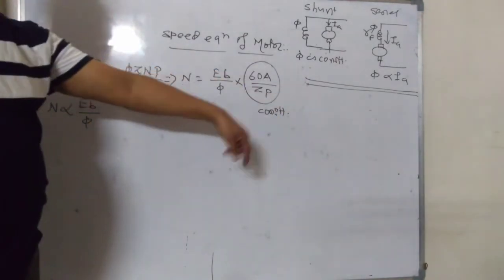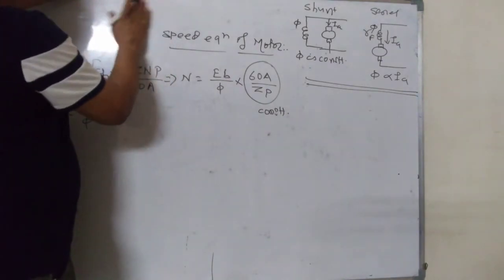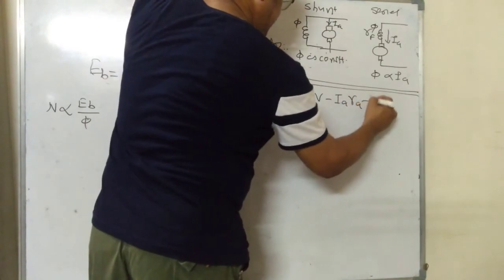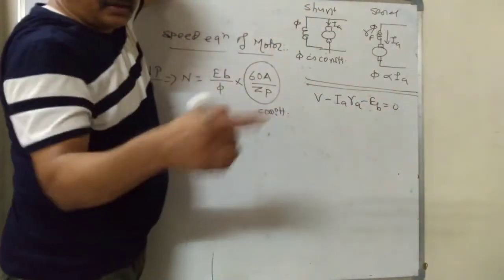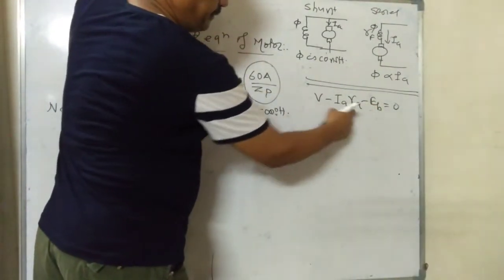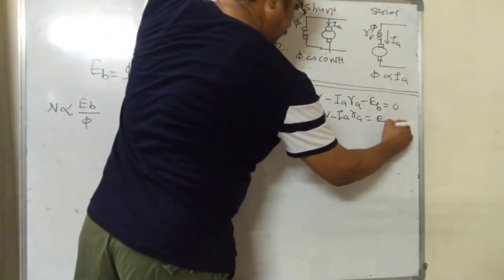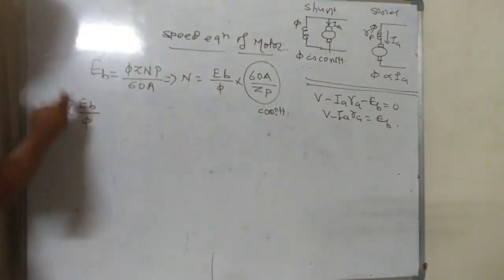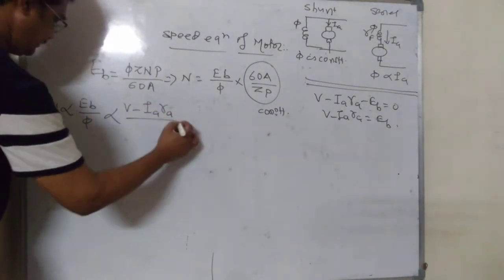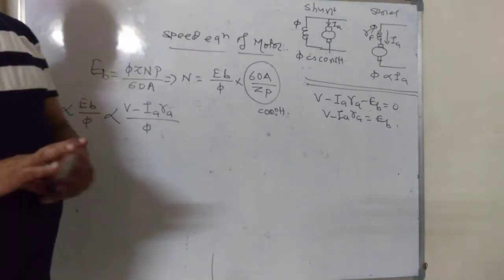And at the start of today's lecture I gave you the equation V minus Ia Ra minus Eb is equal to 0. So what will be Eb? Eb is V minus Ia Ra. So I am writing this Eb here. So N is proportional to V minus Ia Ra upon phi. Right? Now we have to write speed equations.